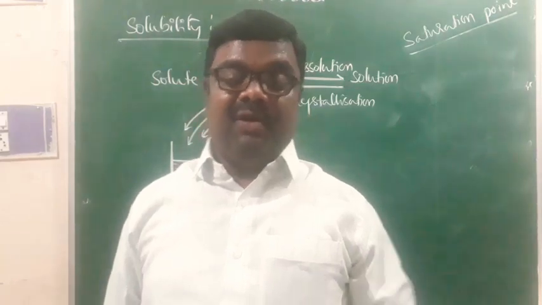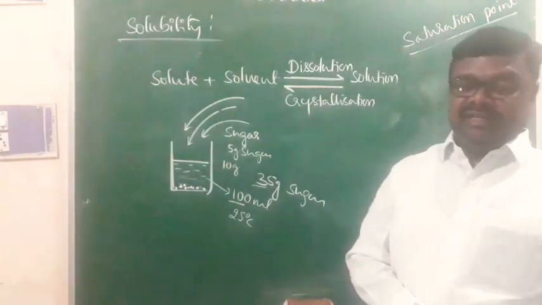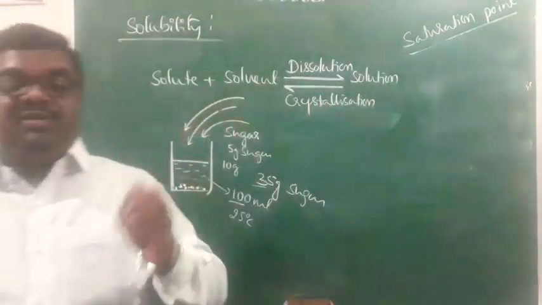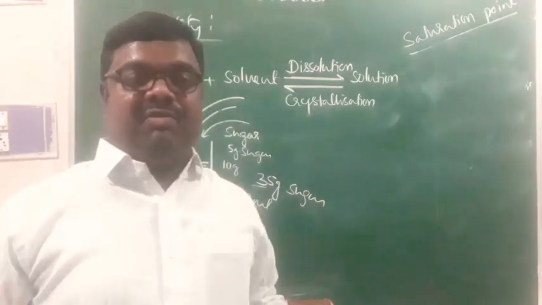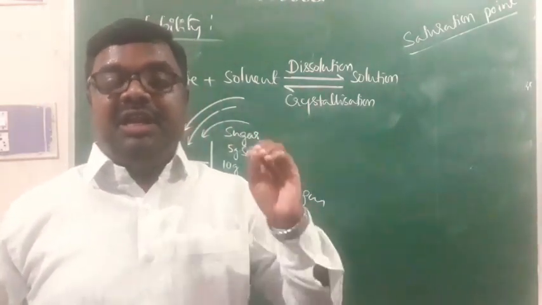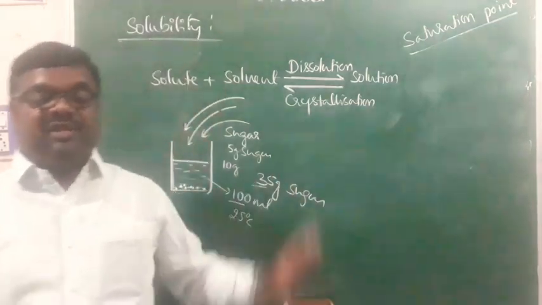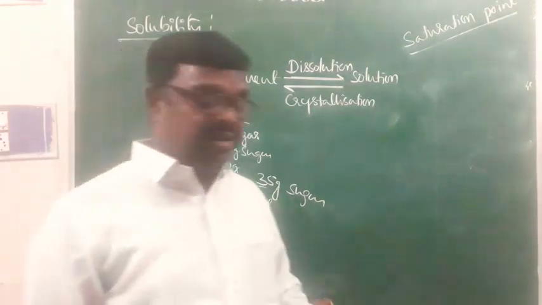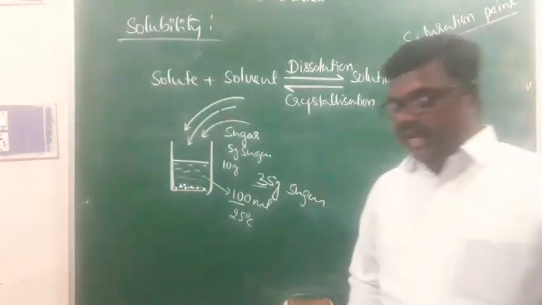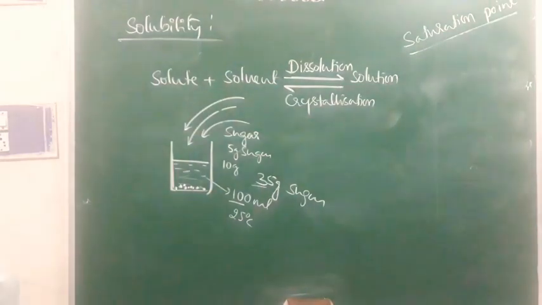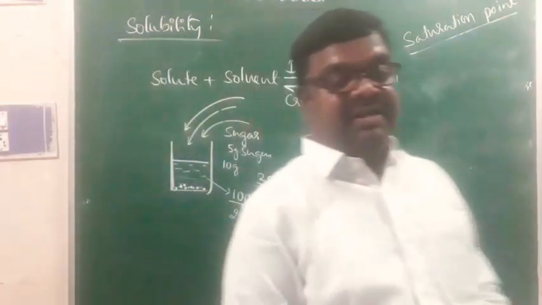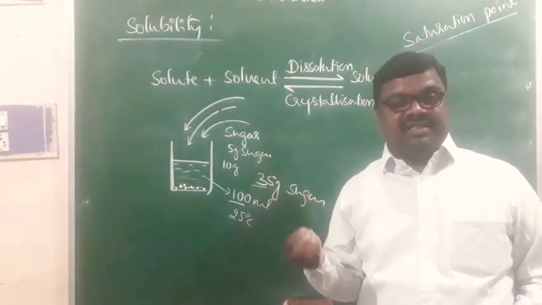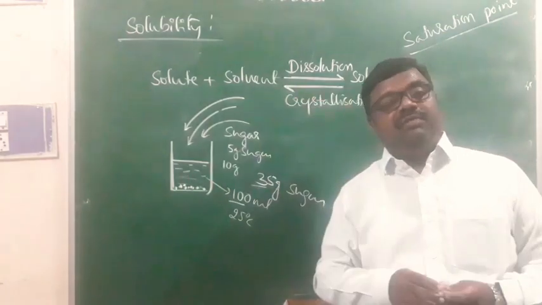As far as the solubility of a solute is concerned, the solubility of a solute refers to the maximum amount of solute that can be dissolved in a given amount of solvent at a given temperature and pressure in order to prepare its saturated solution, and that is called the solubility of a solute. Under solubility, as per your NCERT textbook, we are supposed to study solubility of solid in liquid, solubility of gas in liquid, and solubility of liquid in liquid. These are the three discussions that we need to study as far as solubility is concerned.